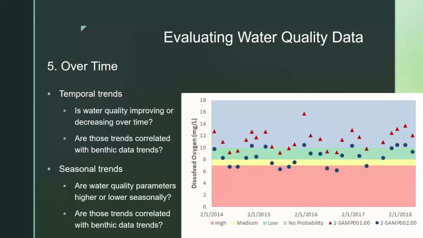So as well as temporal trends, do we see any seasonal trends? What trends do we see in water quality throughout the seasons? Now, some water quality parameters will have distinct seasonal trends.